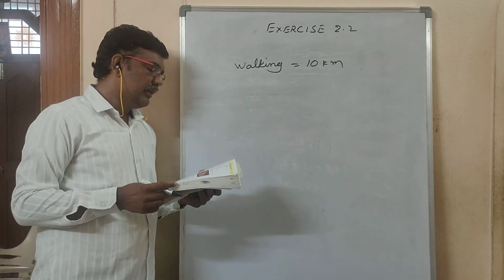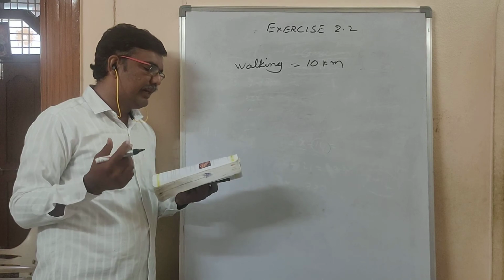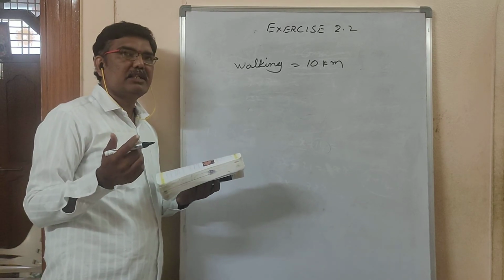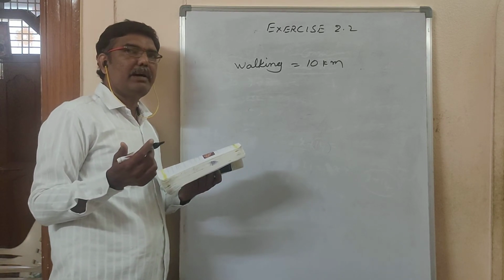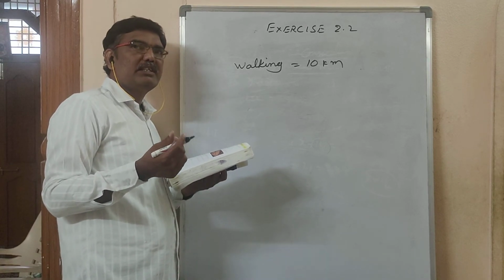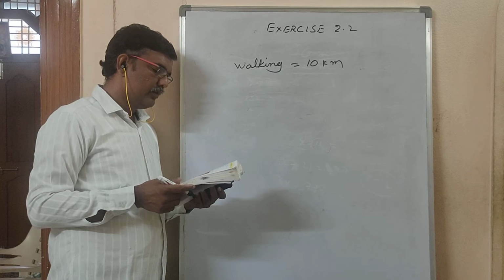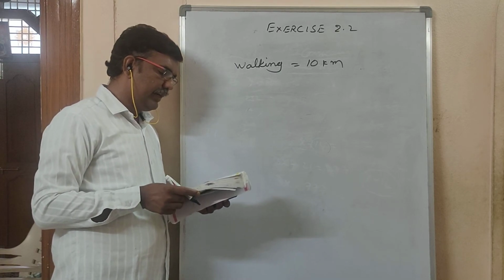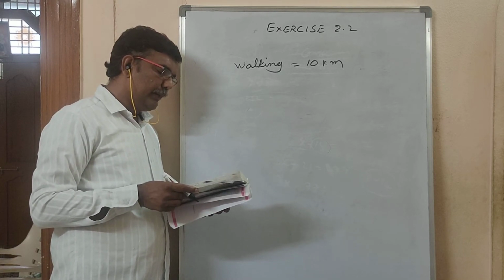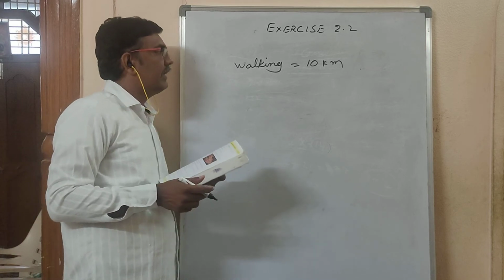And what he said? Then travel certain distance by train. Some distance, what he done? He travelled by train. How much distance he travelled by train? We don't know. Okay. How much distance he travelled by train? We don't know. But then by bus as far as twice by the train.